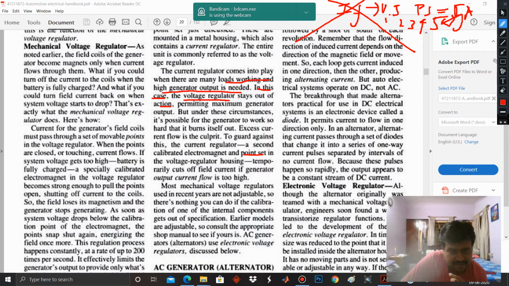AC generators use electronic voltage regulators. This is one of the advantages of AC generators, because there is a provision of something called field current control or excitation control, which is possible in an AC generator. So that can be done.